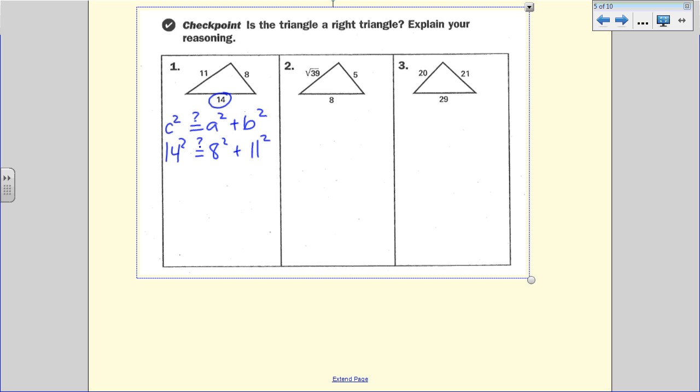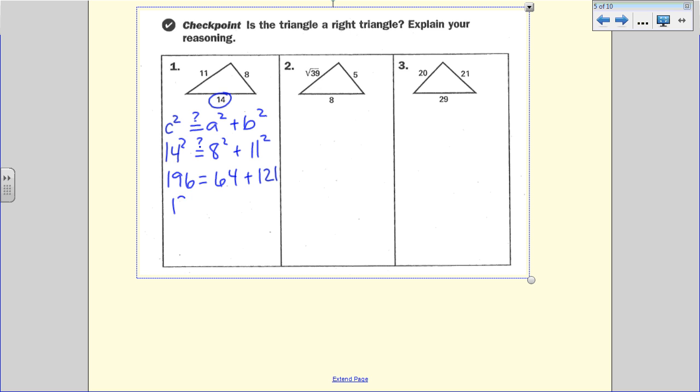Realize it doesn't matter which one you call a and which one you call b. You just have to make sure you get the longest side in for c. So 14 squared is 196. 8 squared is 64. 11 squared is 121.